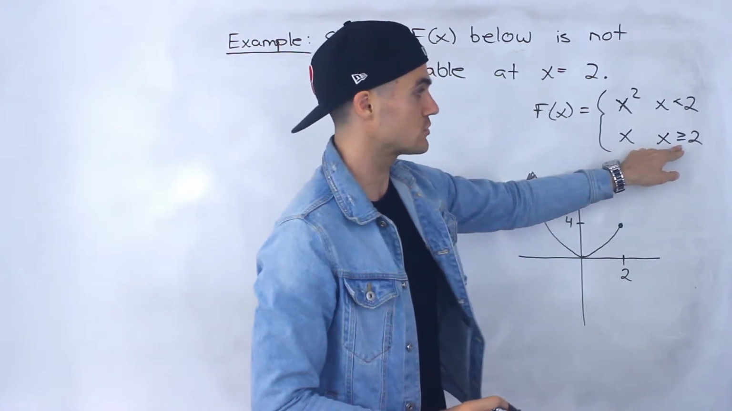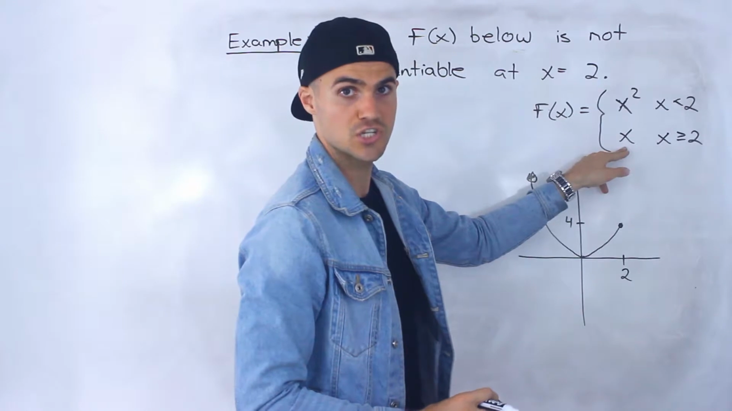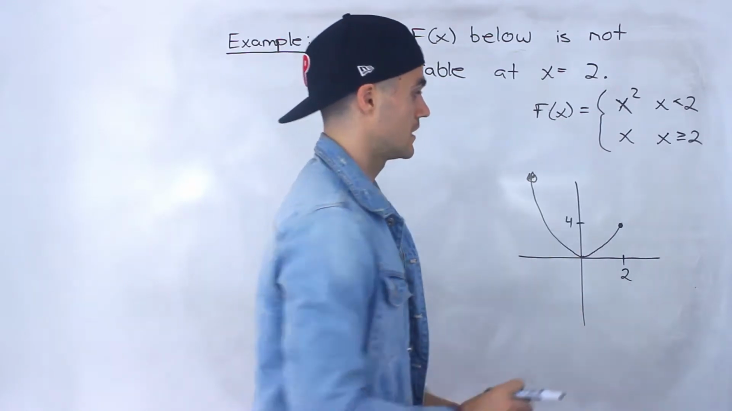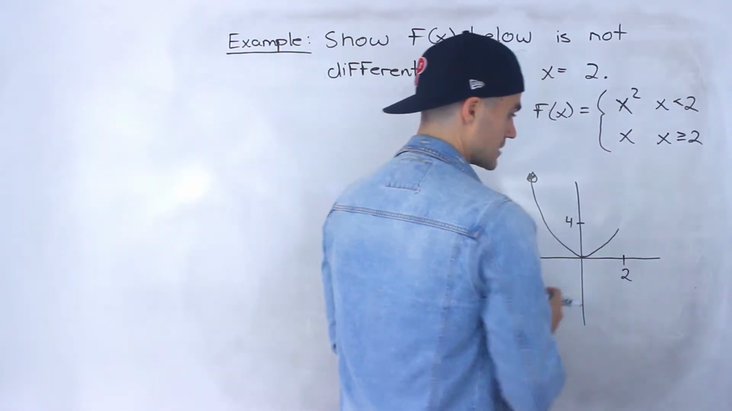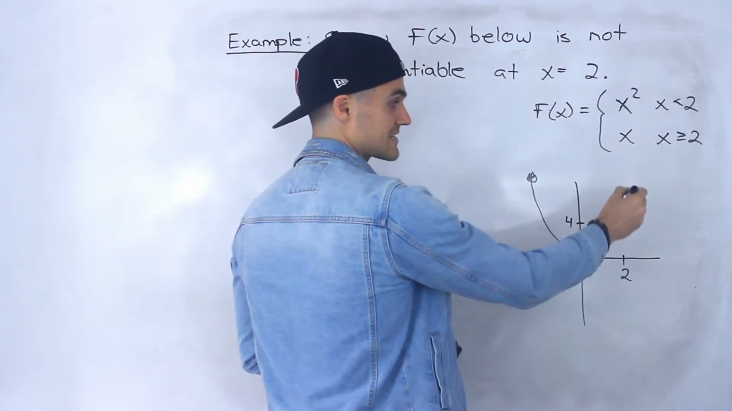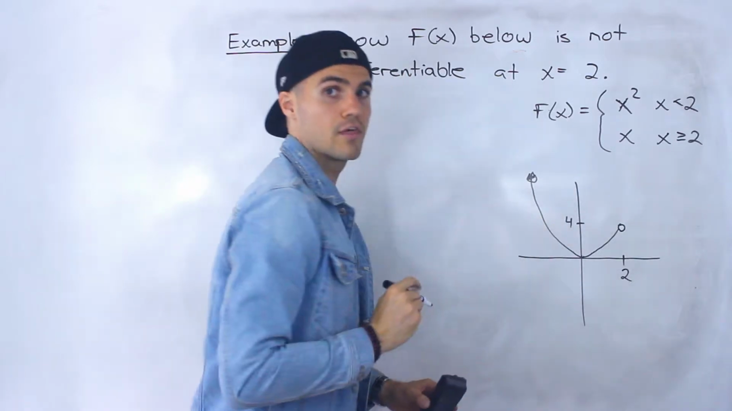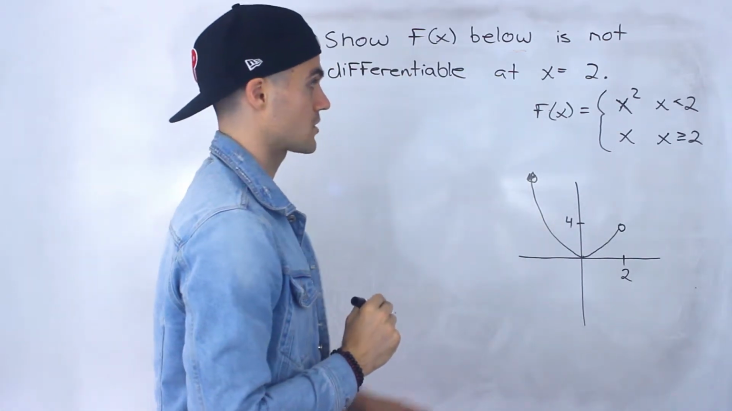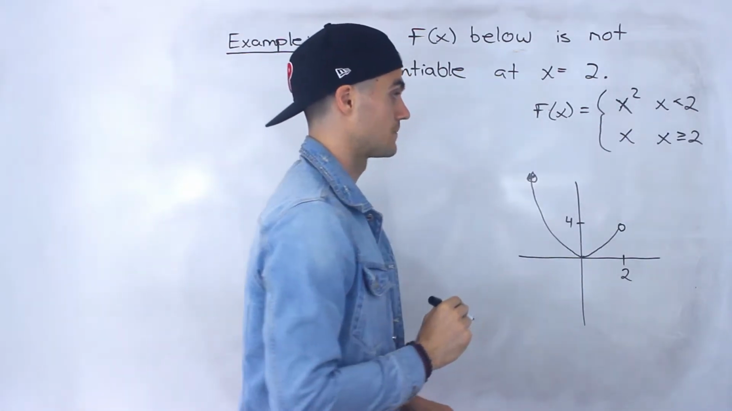The x value of 2 is defined here for this function, which is just a line, y equals x. And so here, that's going to be a hole, because x is less than 2. If it was x less than or equal to 2, then that would be a solid dot. But it's a hole because it's not defined at that x value 2.